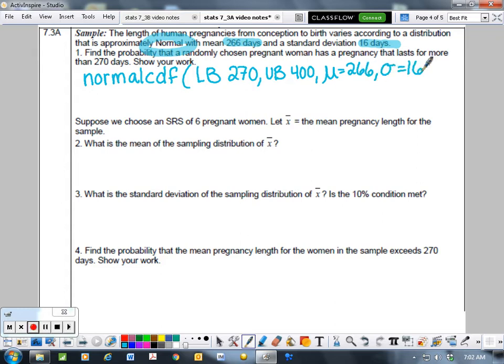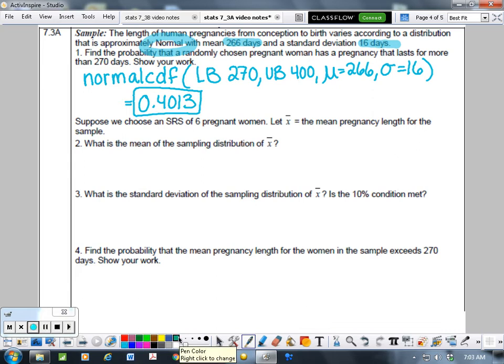Why is our standard deviation 16? Because we're not taking a sample. We're just looking at the original population distribution and calculating our normal from there. So now I'm going to go into my distribution menu and enter my information: 270, 400, 266, and 16. And we get 0.40129, or 0.4013, because we try to keep those to about 4 decimal places.